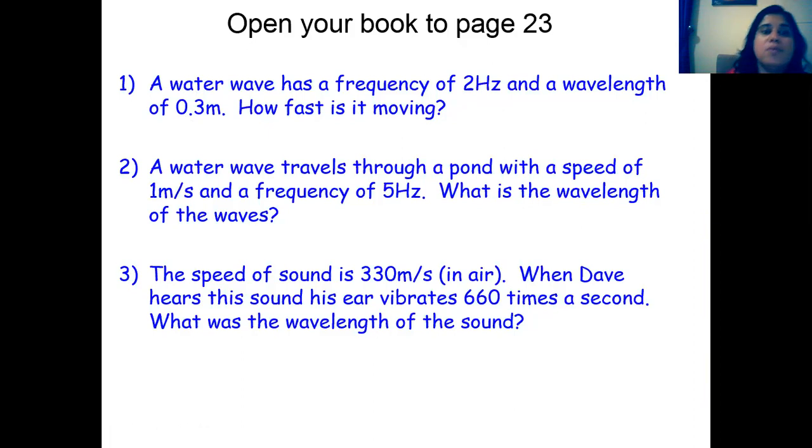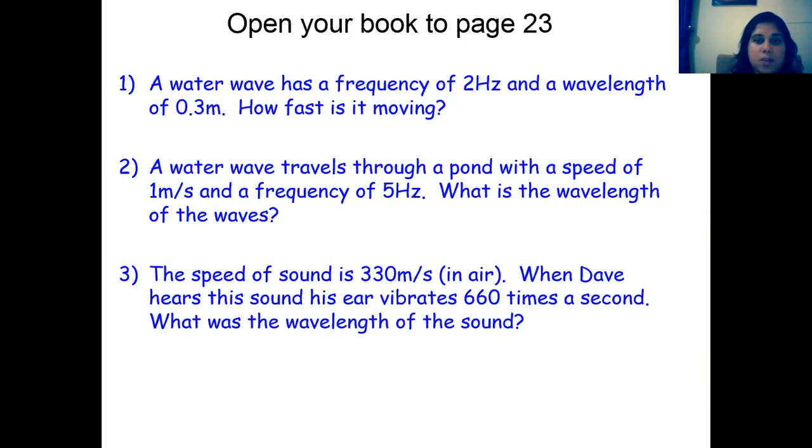Now, question number 2. A water wave travels through a pond with the speed of 1 meter per second. Now, this is the speed and they have given you a frequency of 5 Hertz. In this question, you have to calculate what is the wavelength of the wave. Look into your book, page 23. To calculate the wavelength, you have to divide the wave speed by the frequency.